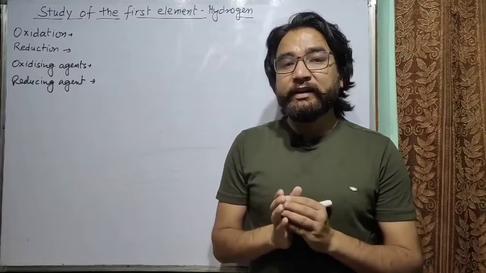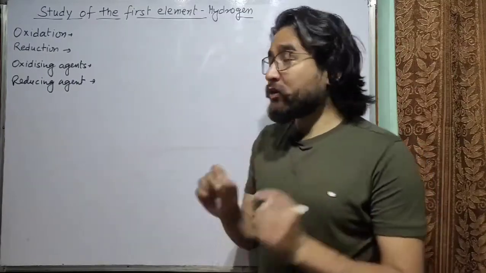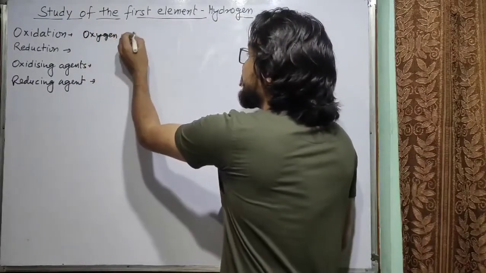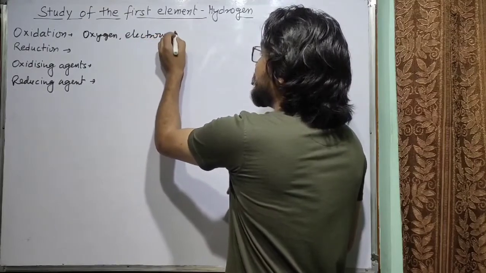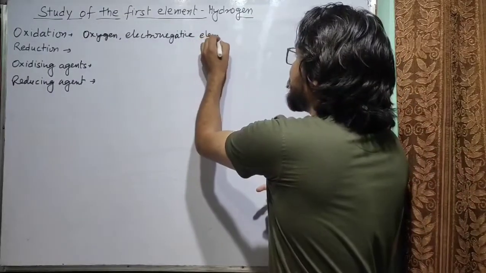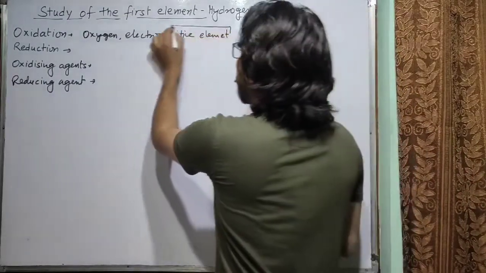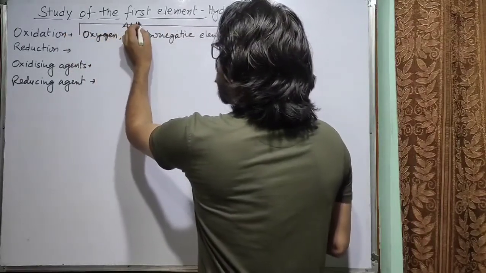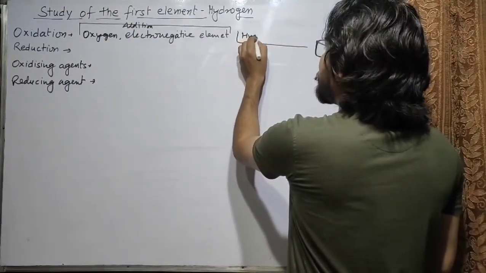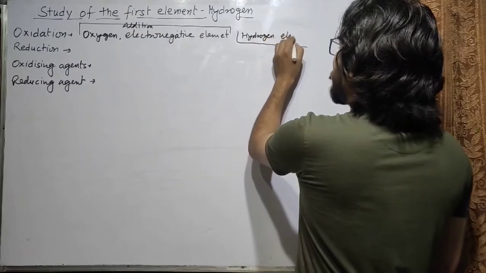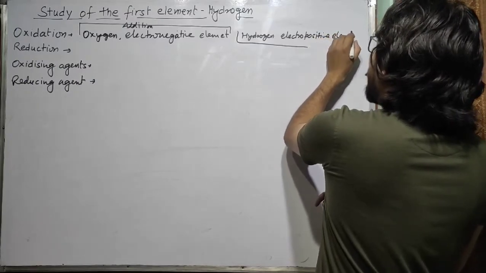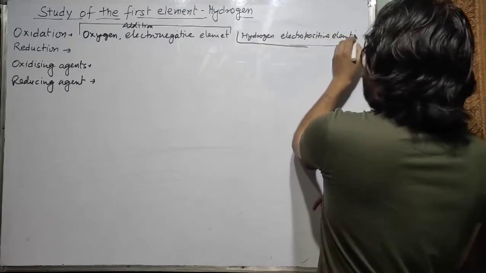So whenever a reaction takes place, in any reaction, addition of oxygen or any other electronegative element. So remember, addition of oxygen or any other electronegative element. If these elements are added, then this is called oxidation. Or you can say removal of hydrogen or any other electropositive element is called oxidation, or removal of electrons.